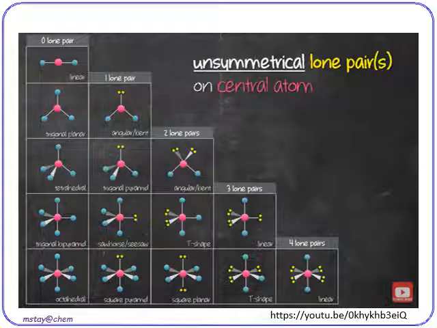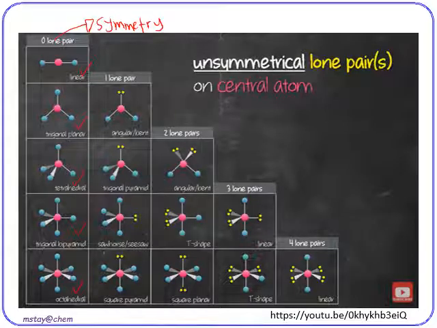Basically, these are the shapes that we learned in the part on molecular geometry. If there are two bonding pairs, the shape is linear. Three bonding pairs, trigonal planar. Four bonding pairs, tetrahedral. Five bonding pairs, trigonal bipyramidal, and six bonding pairs, octahedral. All these five basic shapes are considered symmetrical.